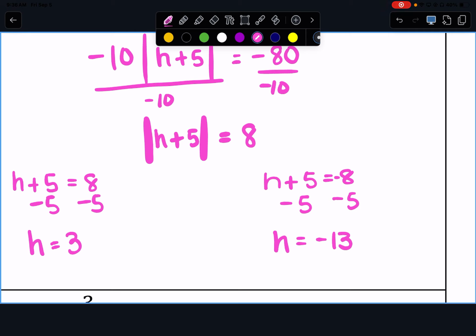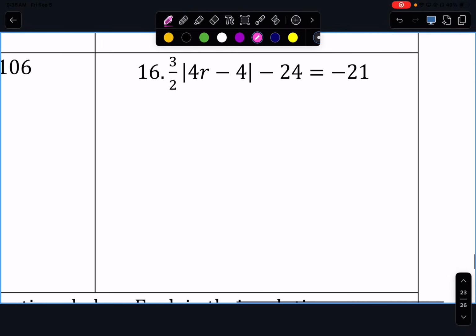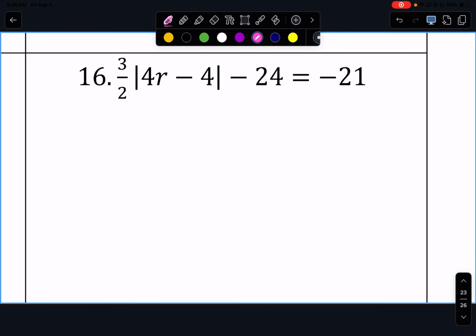All right, so our answers for this one should be negative 13 and 3. So now let's go ahead and look at 16. For question 16, what do I need to do first? Add 24.